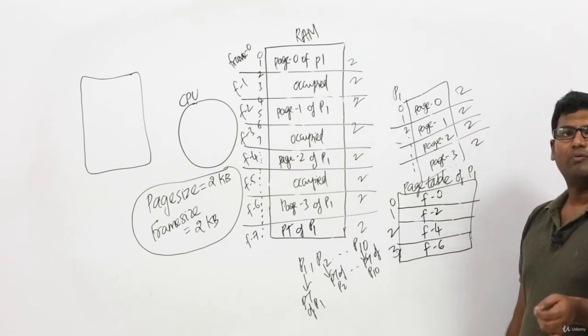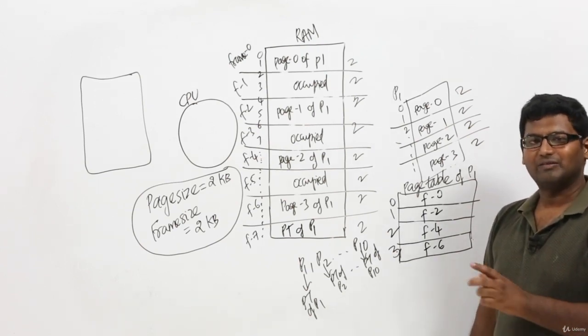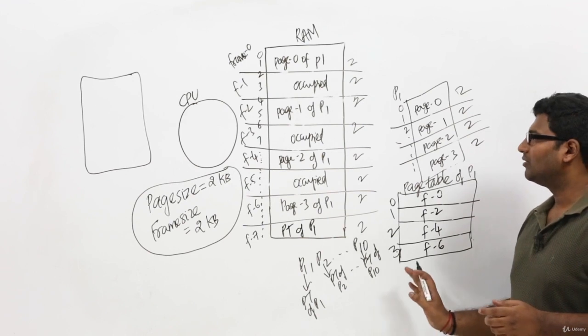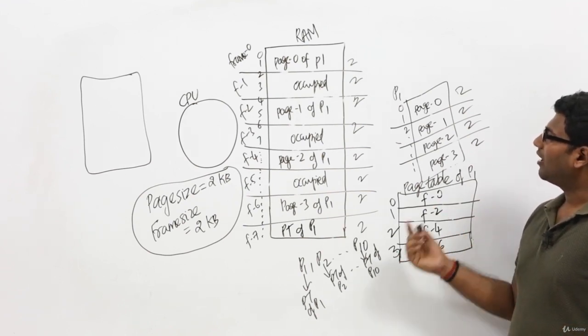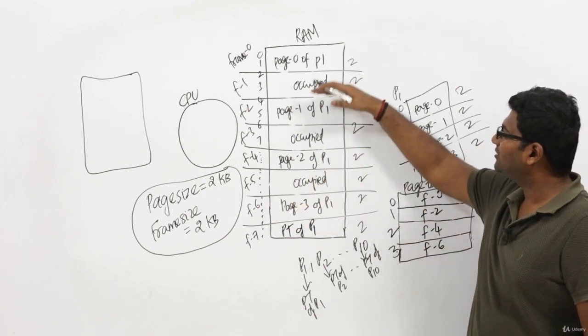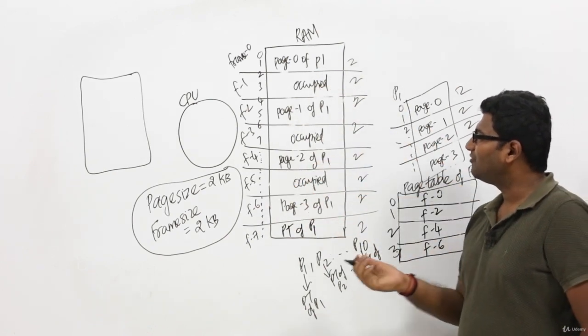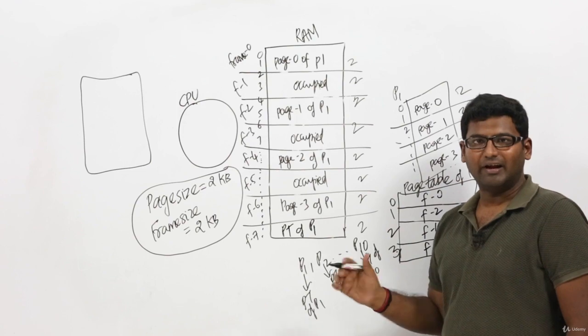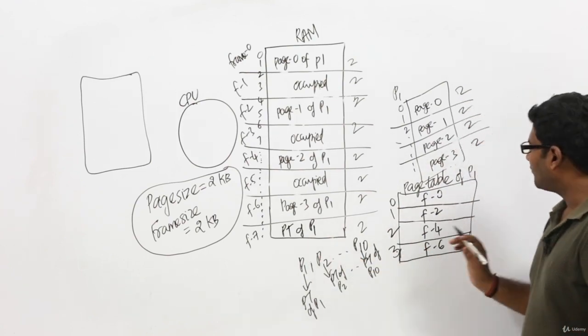Now, how will the CPU actually execute a process? That is important. How will the CPU execute P1? We know that in non-contiguous allocation, if we don't have this page table, it is difficult for the CPU to execute this process, right? Because it is difficult to keep track of the address of every line of P1. Now here we will be able to do it.